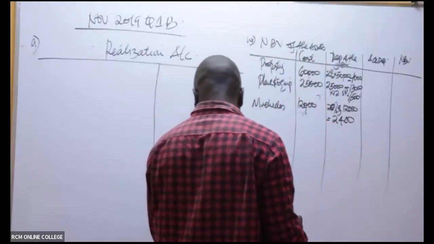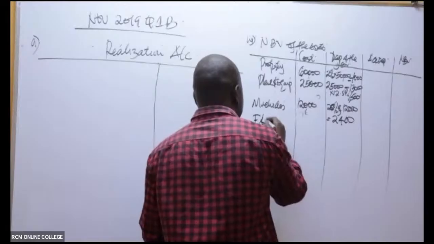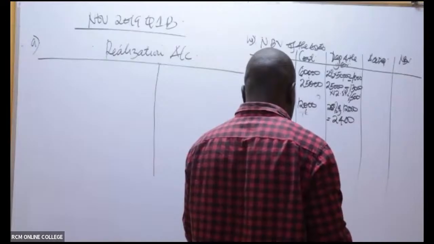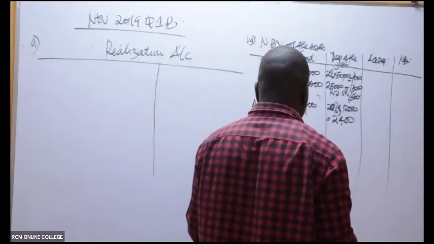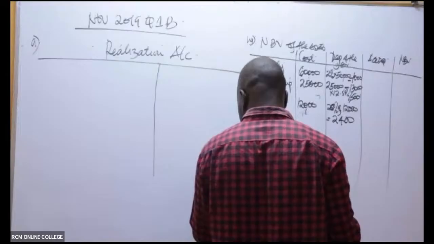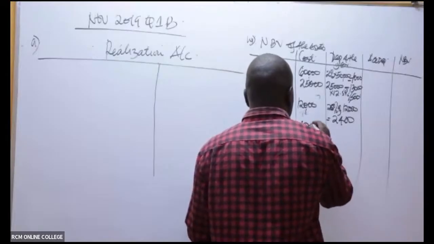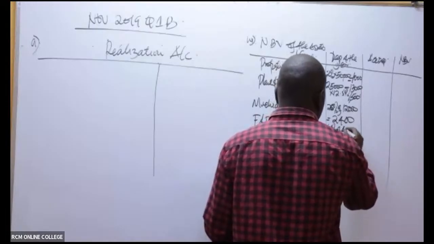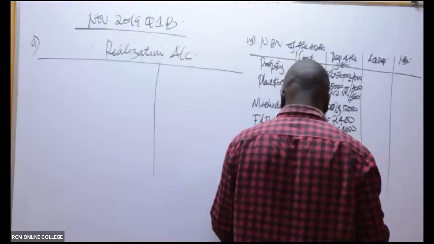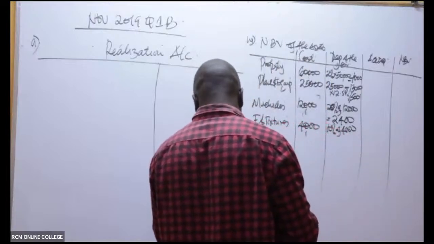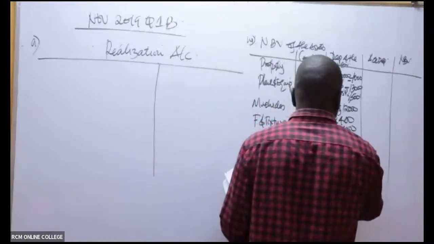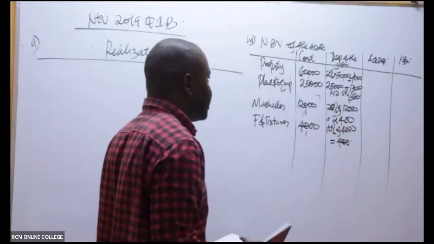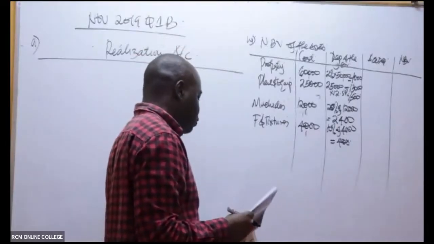Then the last asset there is furniture and fixtures. For furniture and fixtures here, it is being depreciated at 10% on straight line. And of course, the cost is 4 million. The straight line in this case is 10% of the 4 million. So you'll end up getting an amount of 400,000.